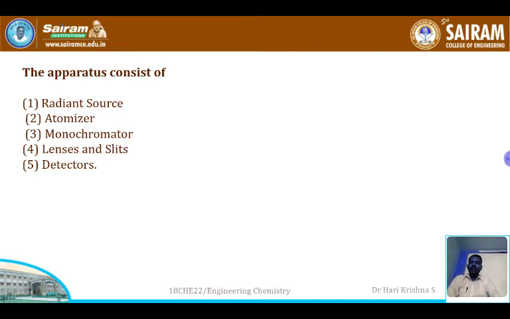Let us see what these are used for. What is the radiant source? The radiant source is a hydrogen lamp used as a continuous source of radiation. For supplying radiation, we use the radiant source. The atomizer has a similar purpose to that in the flame photometer. The atomizer is generally a burner used to break the liquid sample into droplets, and finally the sample, whichever sample you take, will be converted into fine atoms. That is the main purpose of the atomizer.